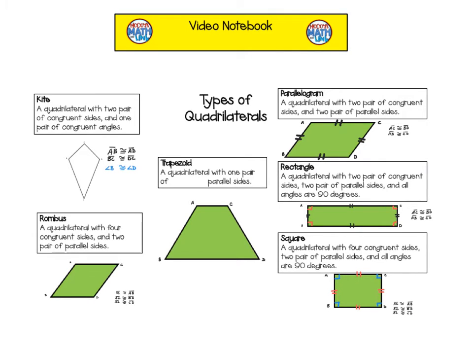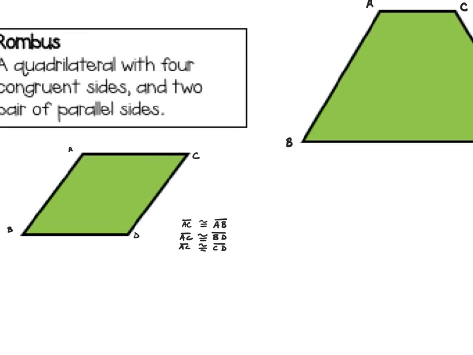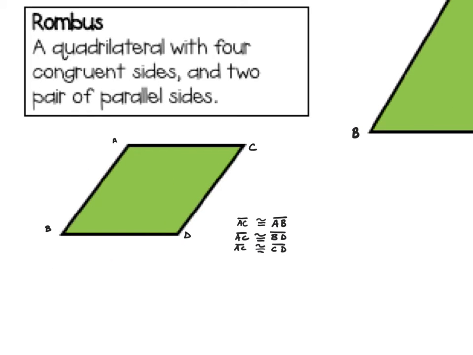So a rhombus is a quadrilateral with four congruent sides. Just like this square, all the sides are congruent. Let's go ahead and look at that. Once again, you've got AC is congruent with AB, so this is the same length as this, right? AC is congruent with BD, so this is the exact same length as this right here, and AC is congruent with CD. So this is the exact same length as this right here. So all of these are the exact same length, right?